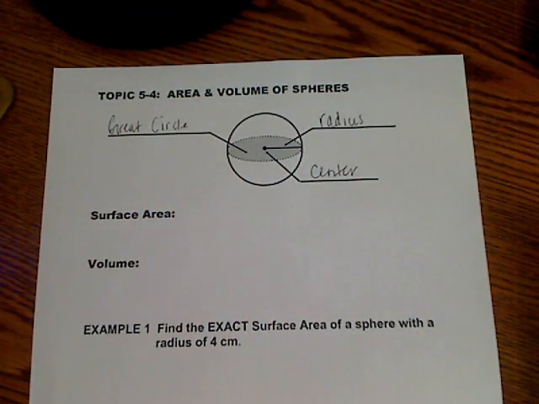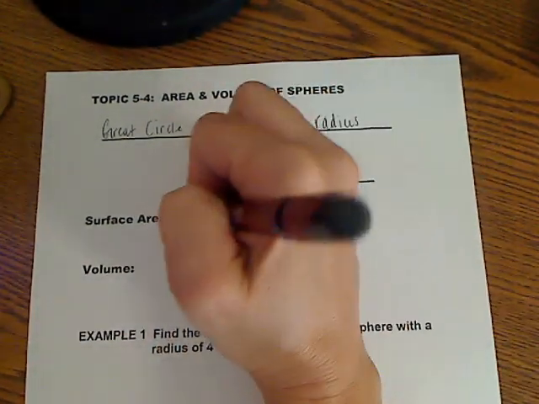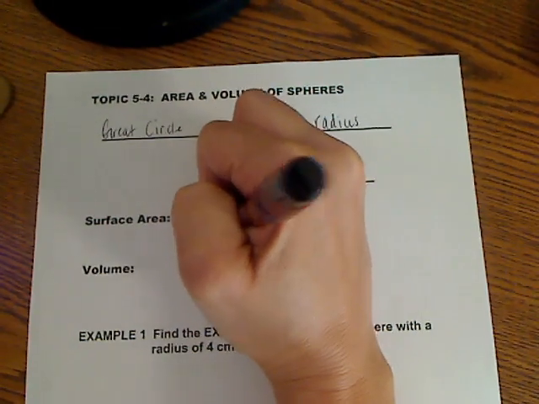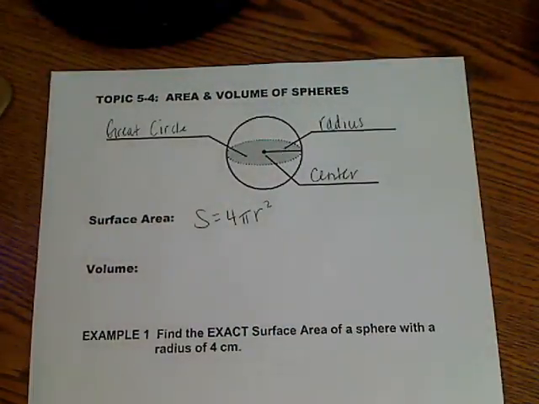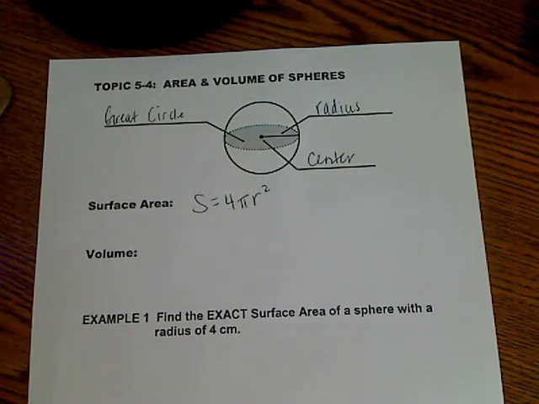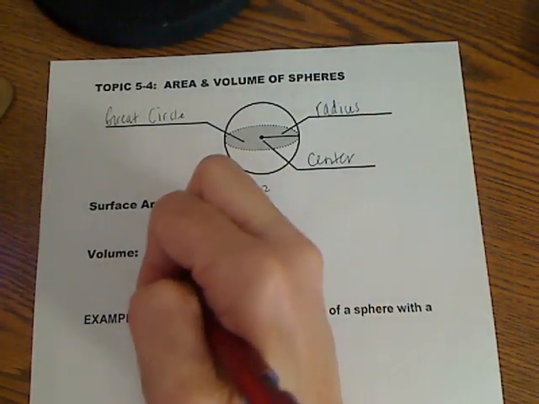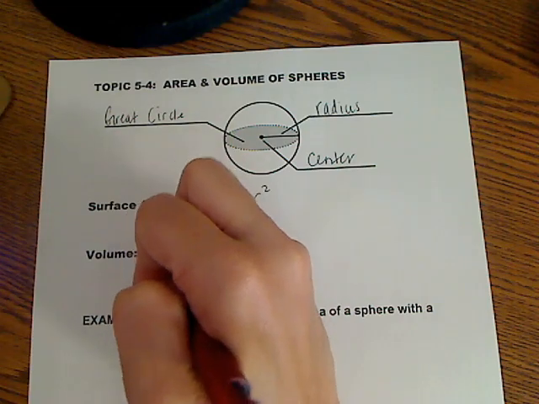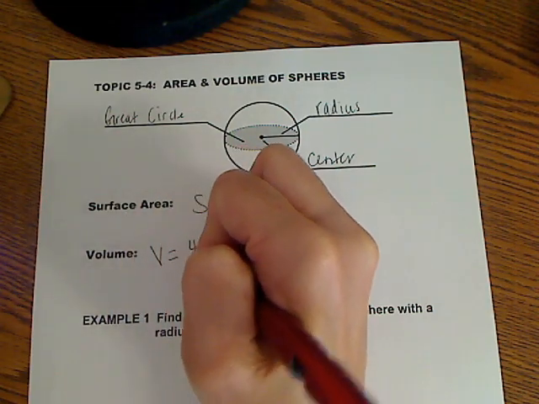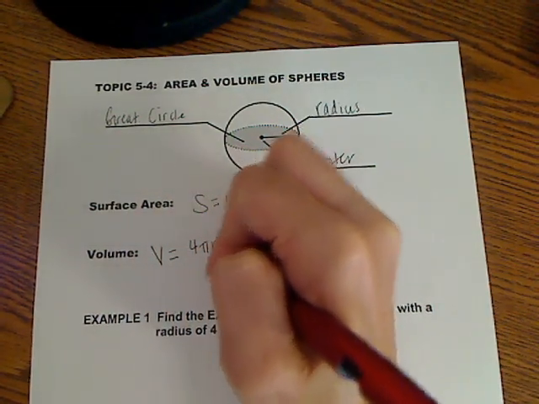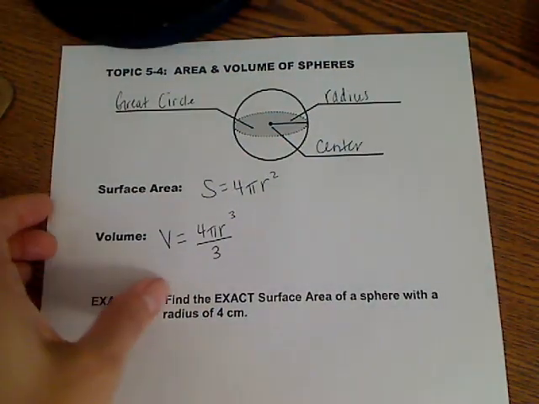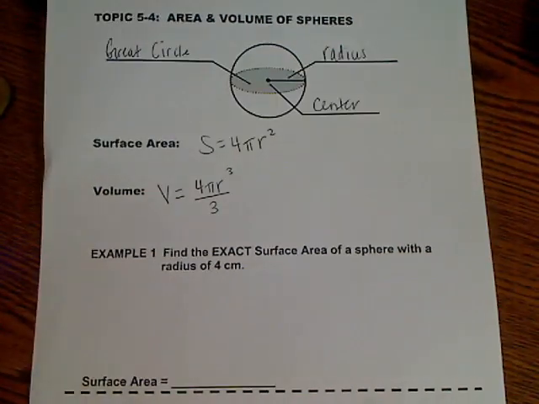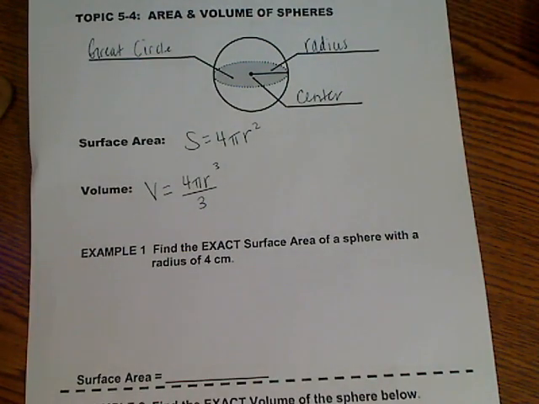On the formula chart for a sphere, for the surface area, you're going to find that the surface area is equal to 4 times pi times the radius squared. On the formula chart for volume, you've got volume is equal to 4 times pi times the radius cubed divided by 3. All that is found on your formula chart, but it's still important to write down.